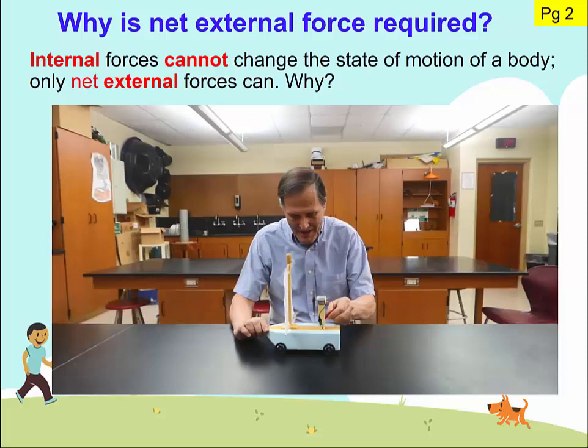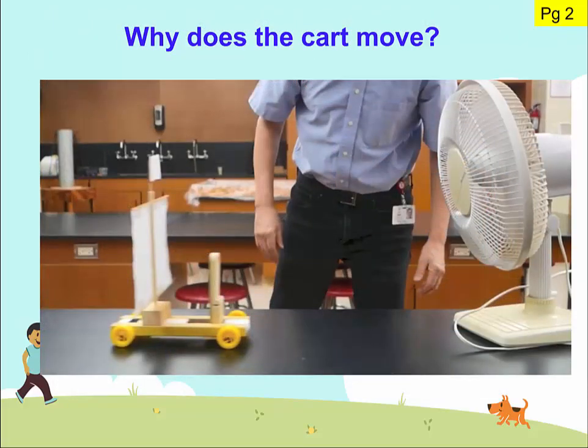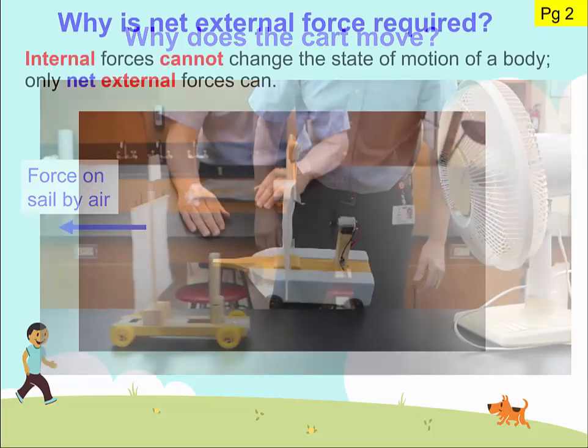Can you explain why in Newton's first law, the force cannot be internal, but must be net external forces? Okay, when the fan is switched on, the air moves and pushes the sail forward. The force by the air provides a net external force on the cart and it moves.